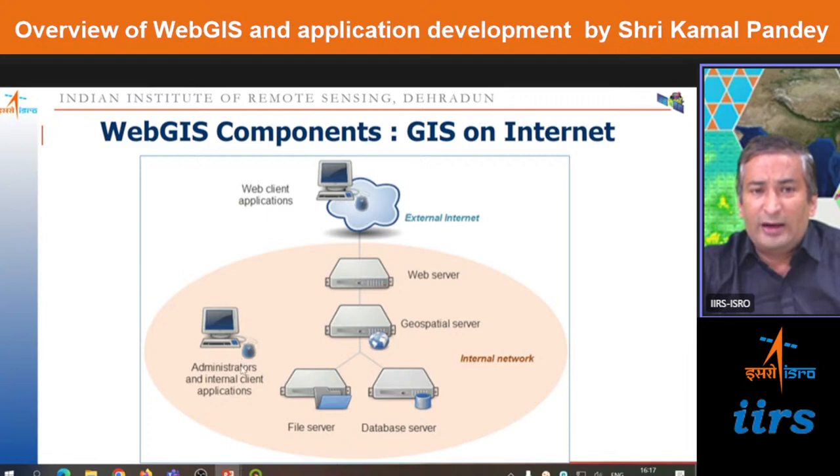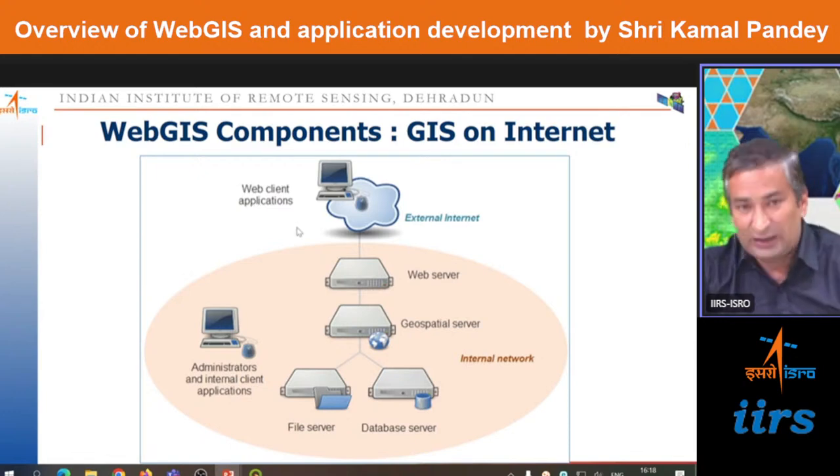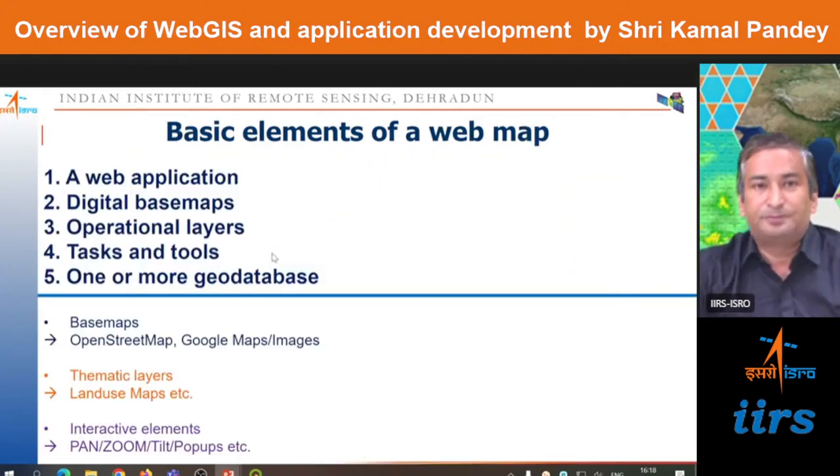And then we can have an administrator or the internal client application here, from which we are generating the data, and that is being published to this geospatial server. Now we will see one example also where you develop your application over here while fetching the data from these two components, publish it on the geospatial server, and then through the web server it goes to the web clients as well. So the architecture becomes very simple.